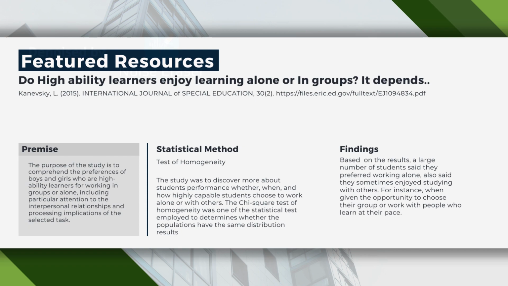This study was to discover more about students' performance, whether, when and how highly capable students choose to work alone or with others. So this study used the chi-square test of homogeneity because it was employed to determine whether the two populations come from the same distribution, and based on the result, a large number of students said they preferred working alone and sometimes they enjoyed studying with others. For instance, when given the opportunity to choose their group or work with people who learn at their pace, so the two populations determined have the same distribution.